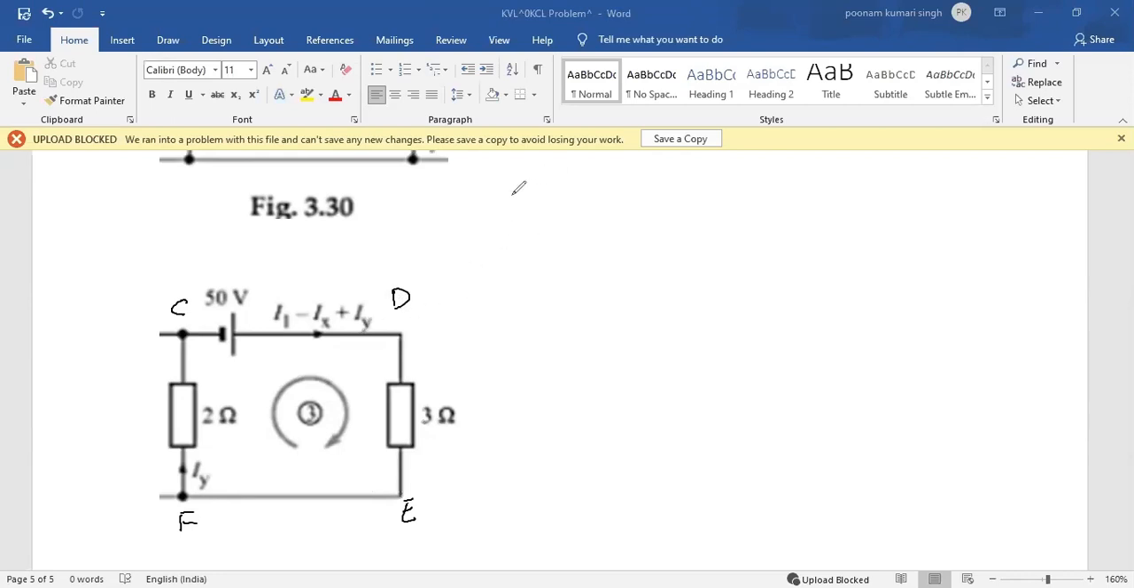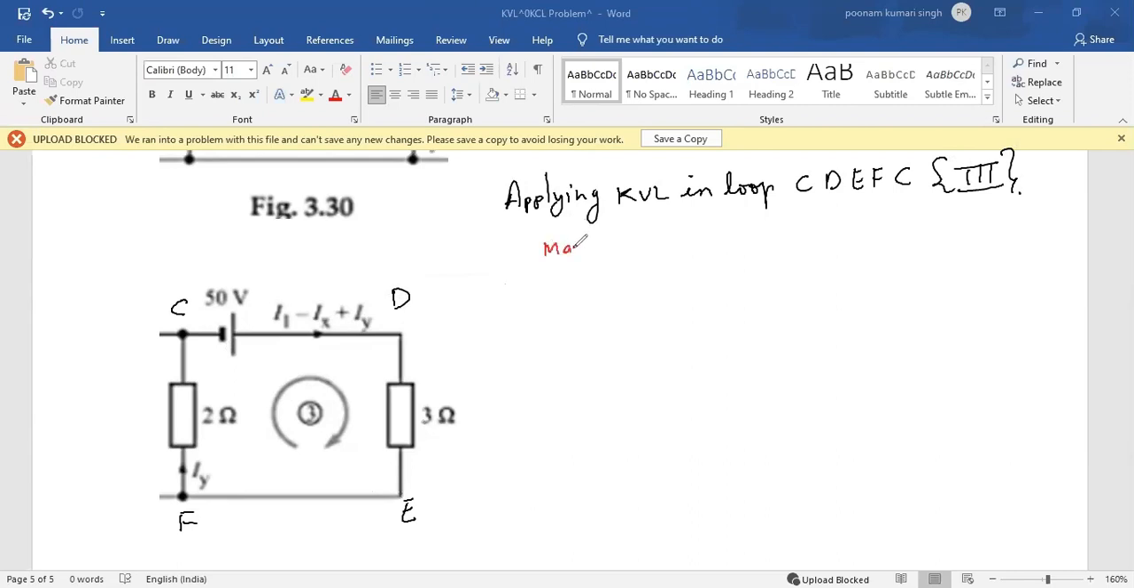Okay, so here again, applying KVL in loop C, D, E, F, and C, that is loop 3. Now, as per direction, my first point is always to mark the polarity. Polarity of what? Polarity of resistors.